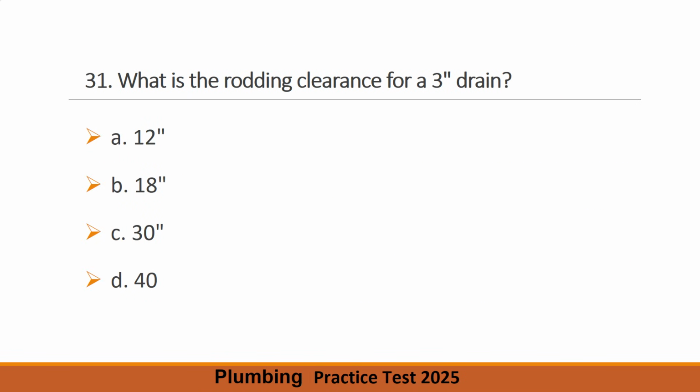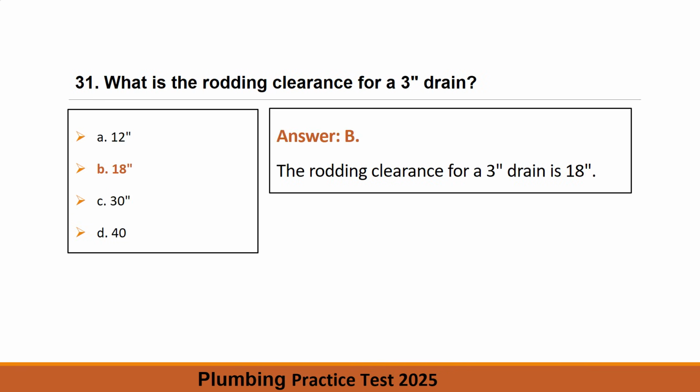31. What is the rotting clearance for a 3-inch drain? A. 12 inch. B. 18 inch. C. 30 inch. D. 40. Answer, B. The rotting clearance for a 3-inch drain is 18.